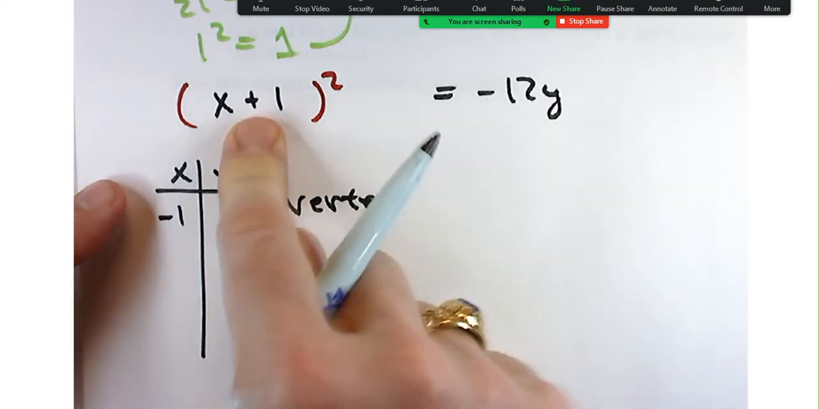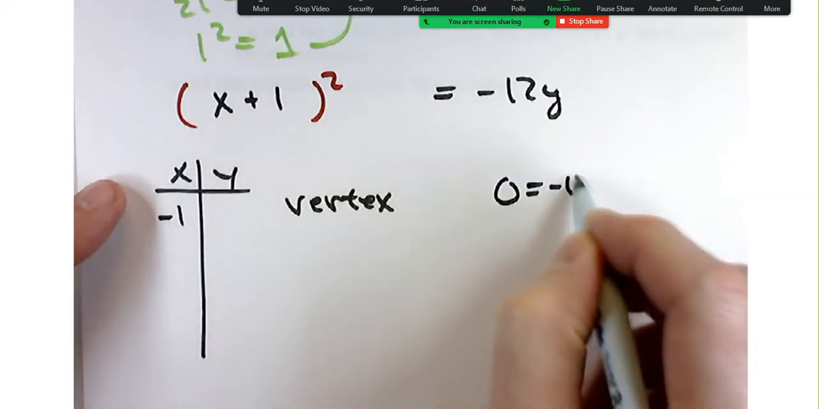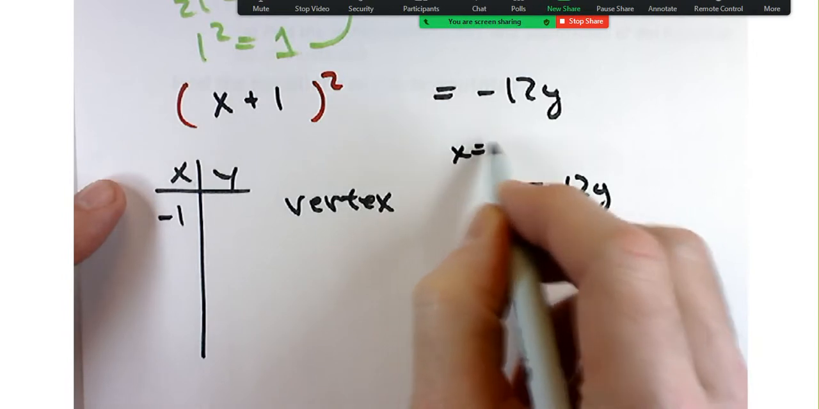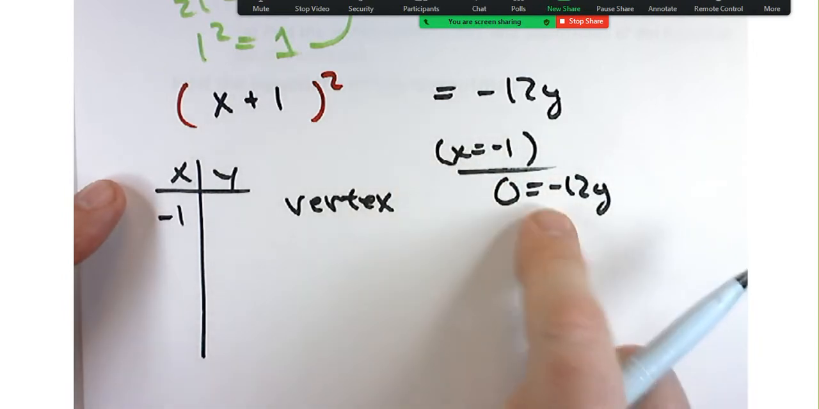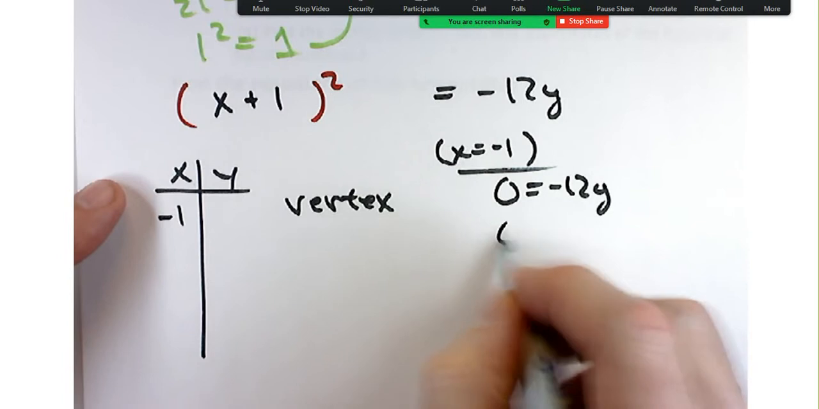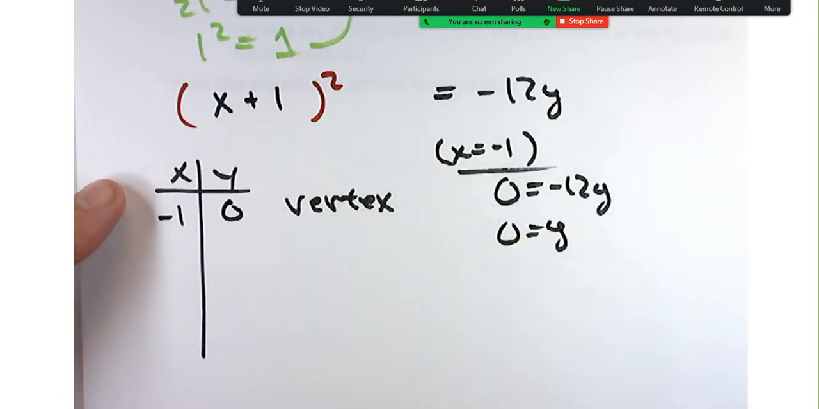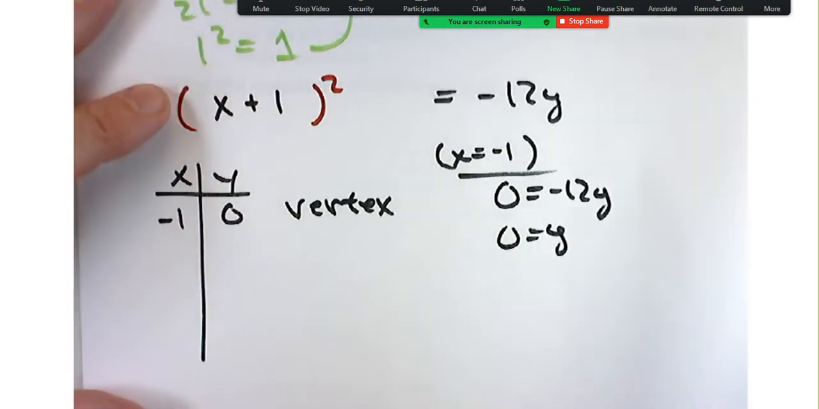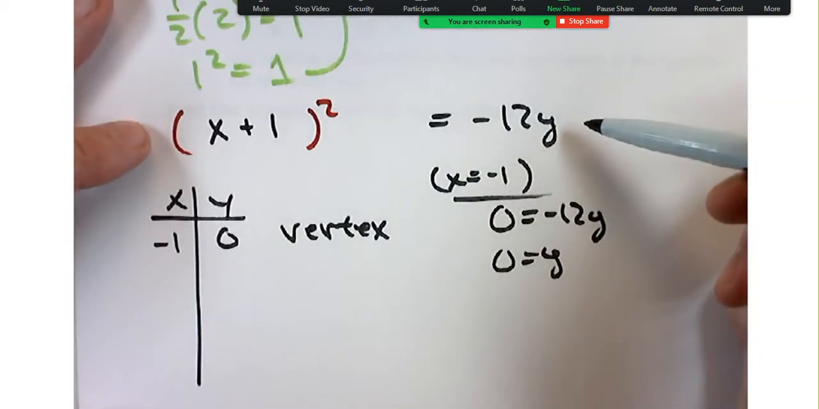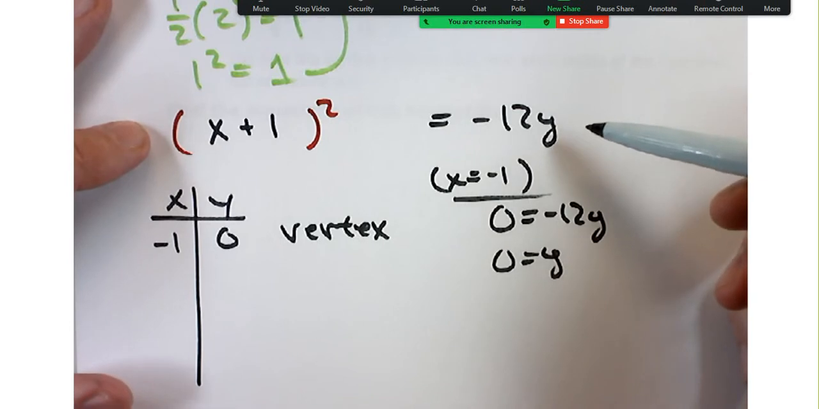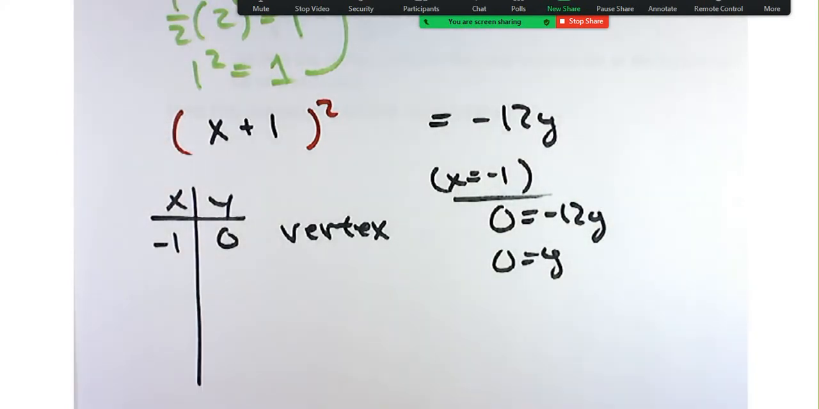And if I put in a negative 1 there, I would get 0 equals negative 12y. So that means that y must be 0. So awesome. That's our vertex. Yay. 1 point down, another 1 to go. What else could I be looking for? Well, let's think. How about figuring out where the directrix is and the focus is? By the way, what else can you tell me about this graph? Which way does it open? Left, down, up, or right?